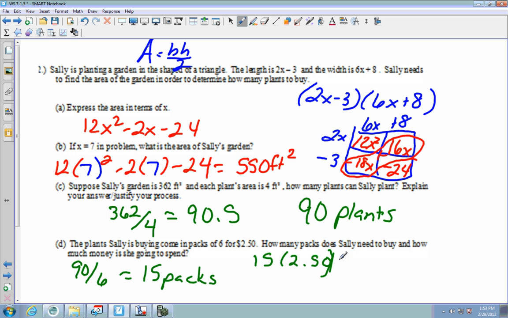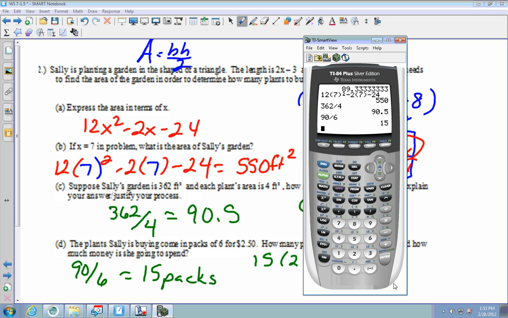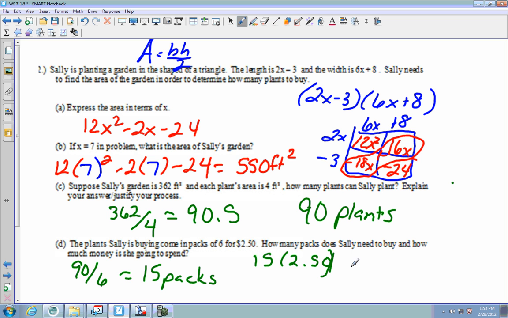I'm going to take 15 times 250. Enter. I get $37.50. So it's going to cost me $37.50.